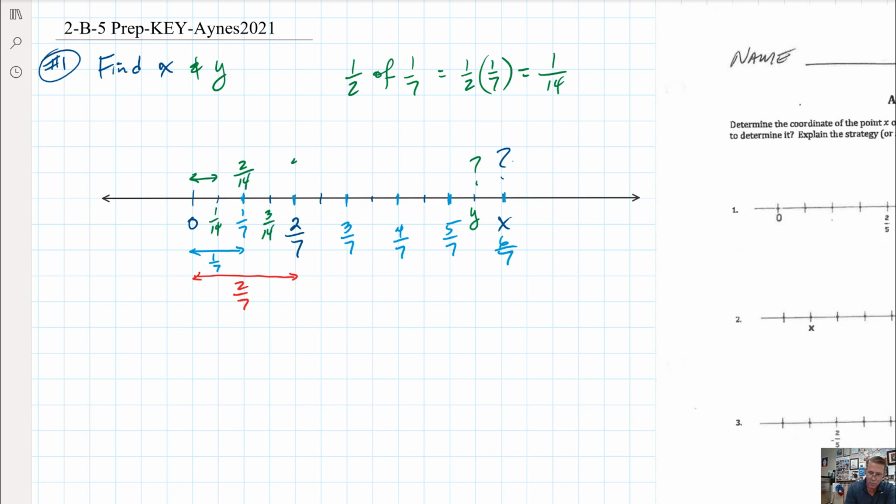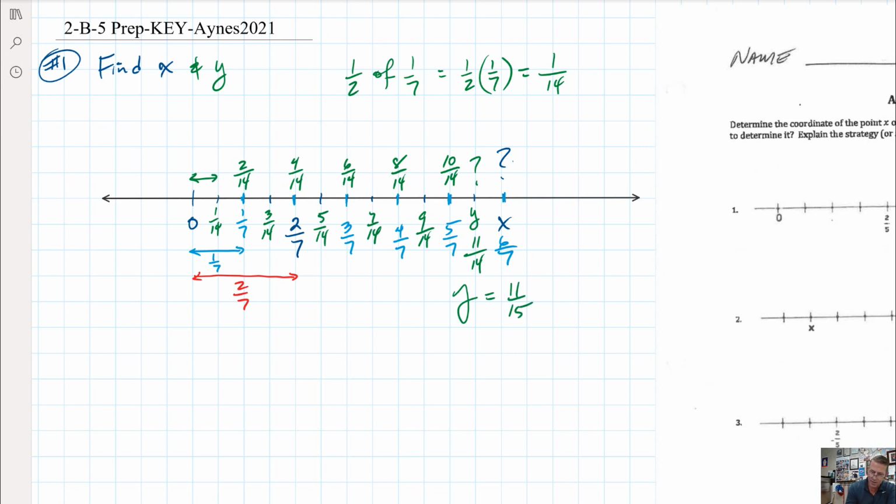3/14, 4/14, which is the same as 2/7, 5/14, 6/14, 7/14, 8/14, 9/14, 10/14, and so y must be 11/14. All right, so I know that y is 11/14. So I found x.